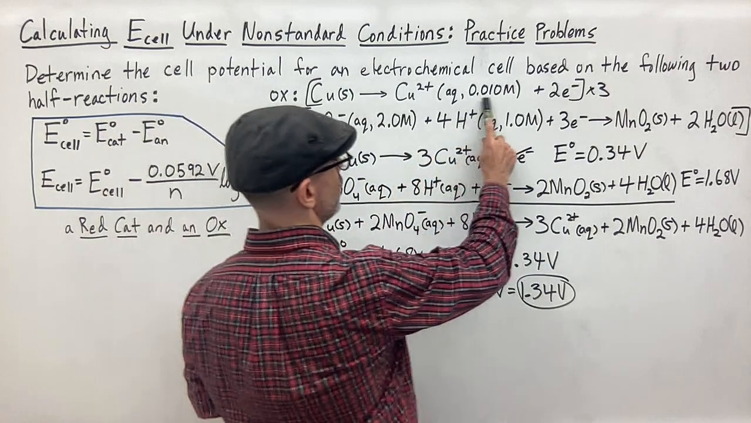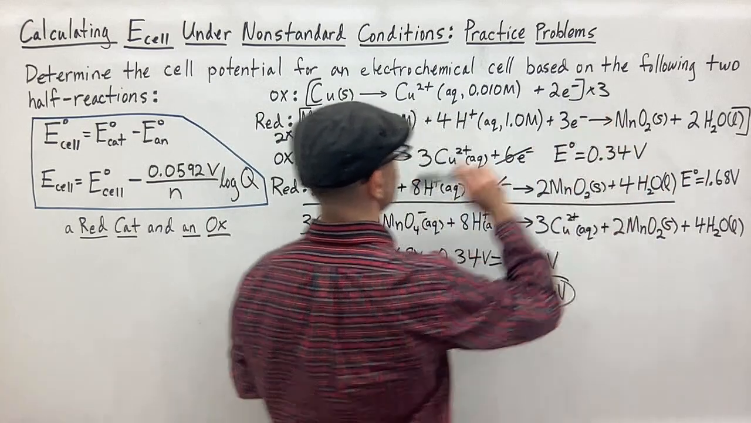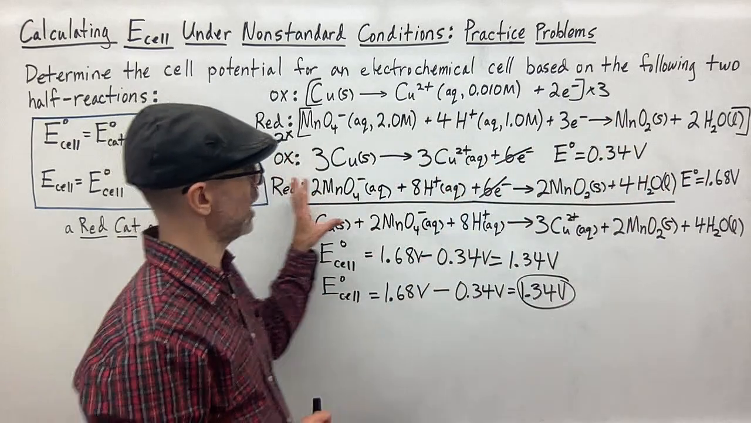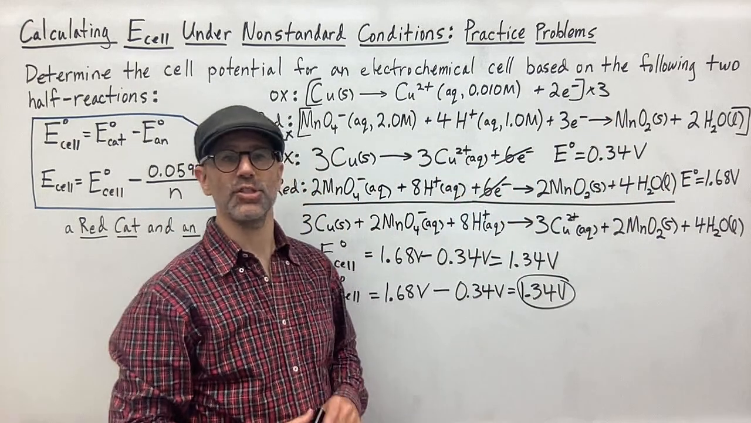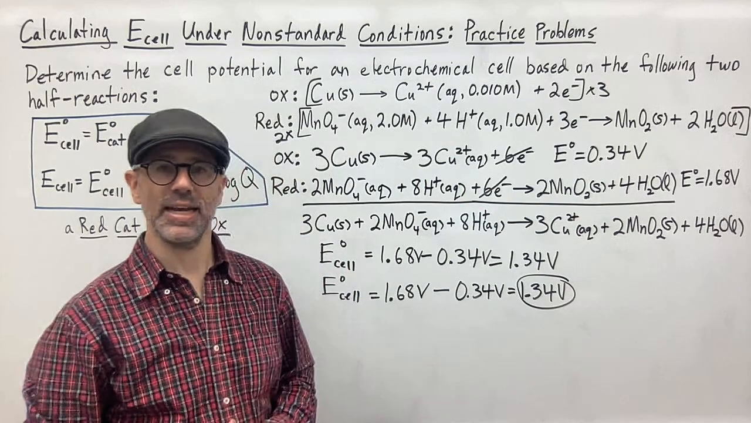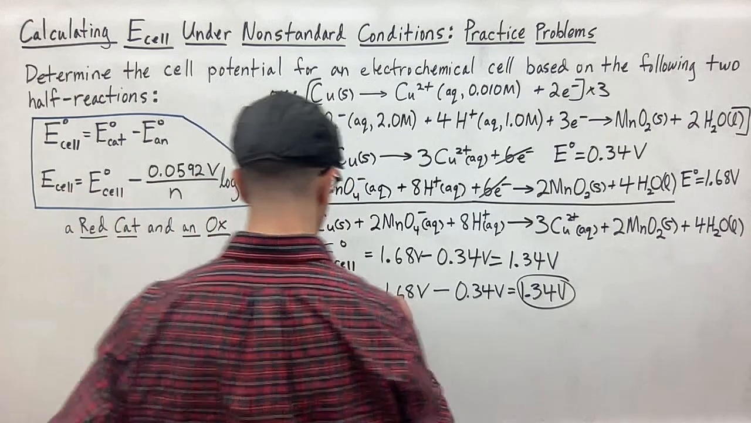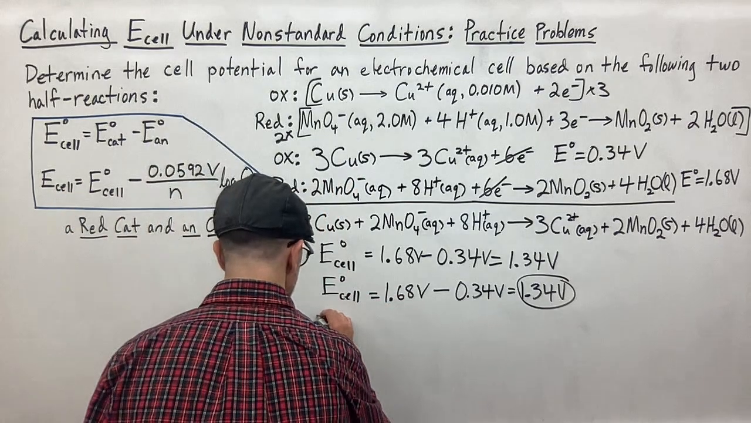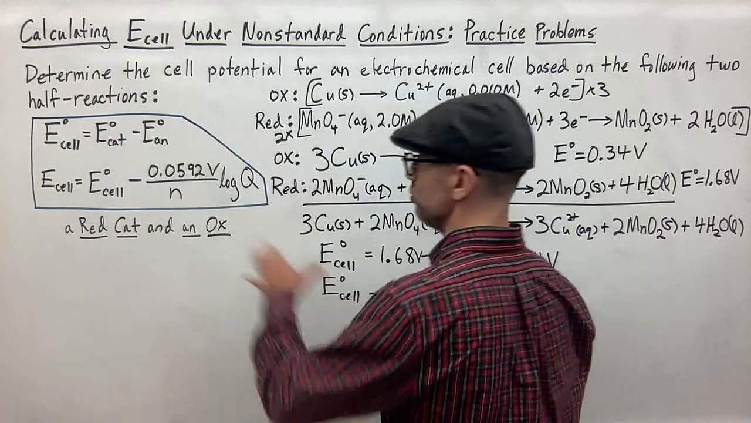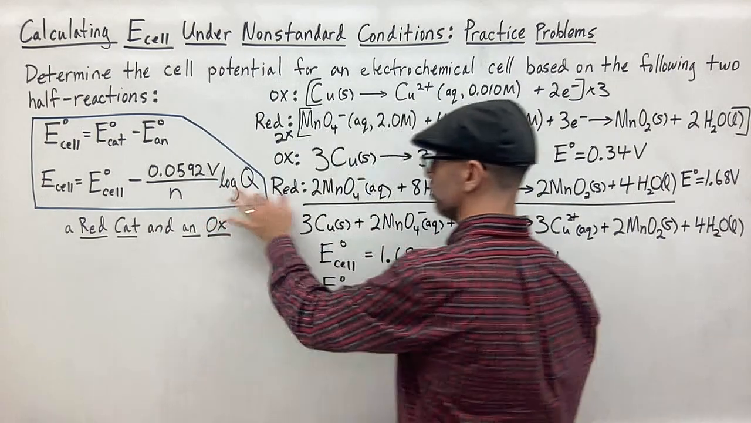So these molarities are not in standard concentrations, so this reaction is not under standard conditions. We have to use the Nernst equation to calculate the non-standard cell potential. In order to use this, we need Q. Q is the reaction quotient.